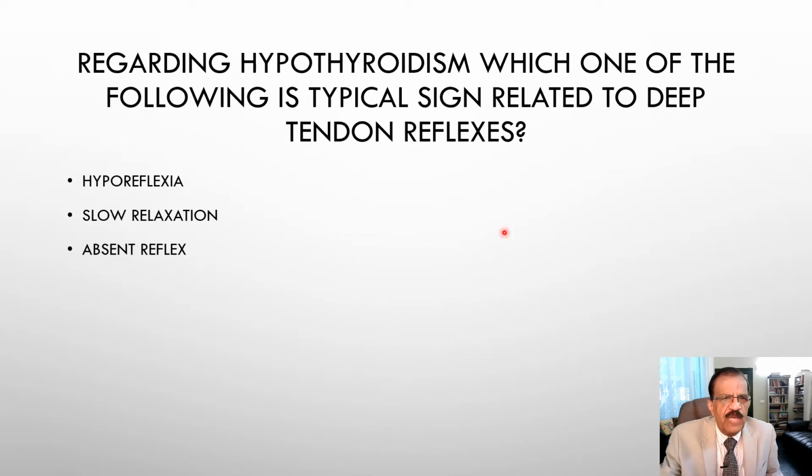So the first question is regarding hypothyroidism. Which one of the following is a typical sign related to deep tendon reflexes? Hyporeflexia, slow relaxation, or absent reflexes? Which one is typical of hypothyroidism when it is advanced?